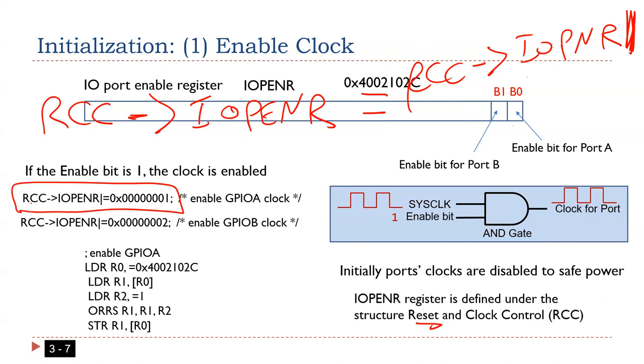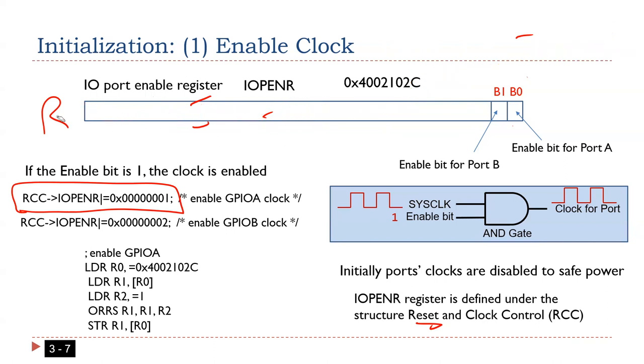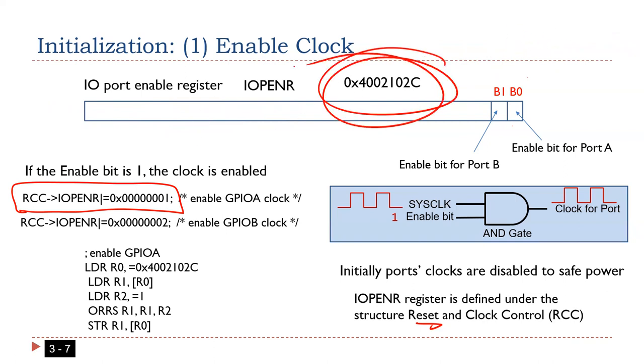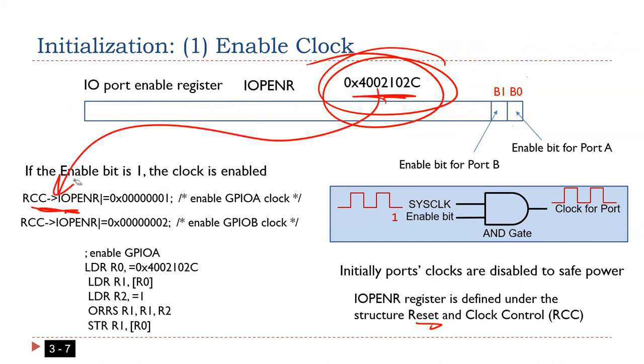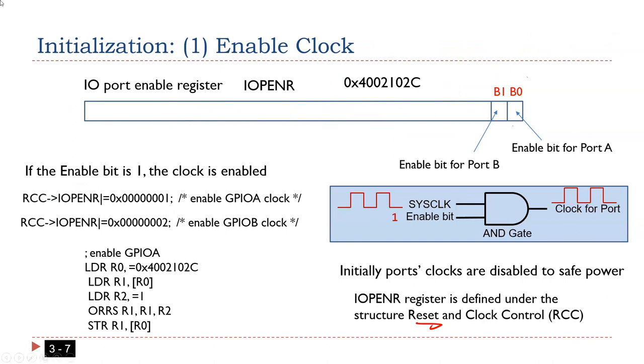A good thing about the C language is that you don't need to worry much about these numbers, because this part is also done by the library you download. Once you write this one, the library is going to link this number to this number, okay? So what's going to happen here, guys: if I do something like that for this register, every time you want to use port A, you have to enable port A using this instruction.